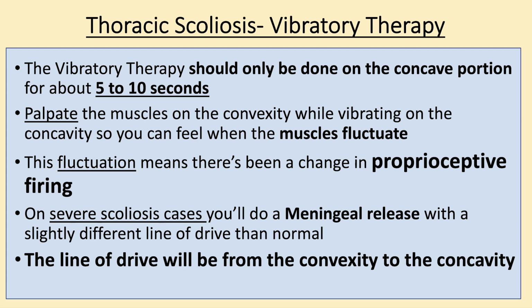And that fluctuation means that you can now get in there and do the traction, do the adjusting, and you're going to have the best chance of changing proprioception. Now, in severe scoliosis cases, you may need to do a meningeal release, which is a little bit different line of drive than normal. But that thoracic area, the meninges, can get bound up. And to release that allows for more normal motion, but it also allows for that nerve flow to flow down and the sensory input to flow back up.